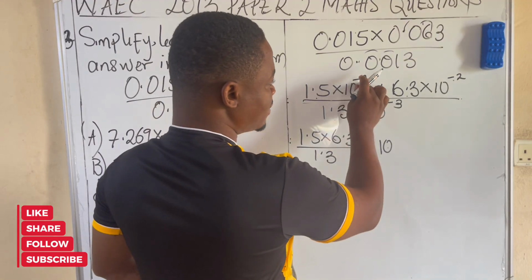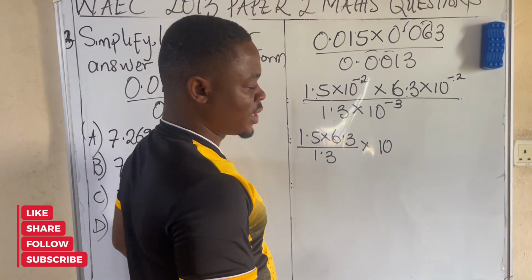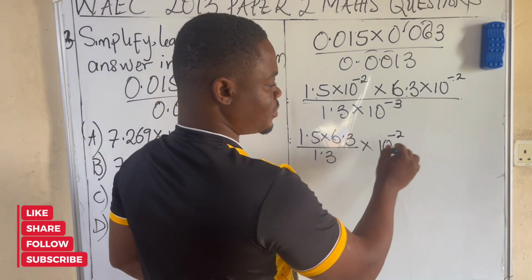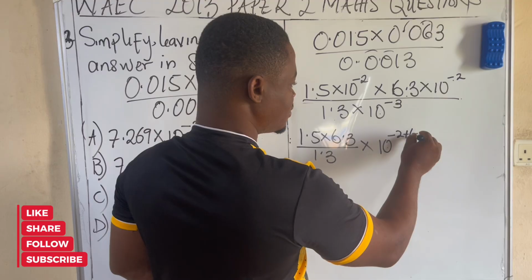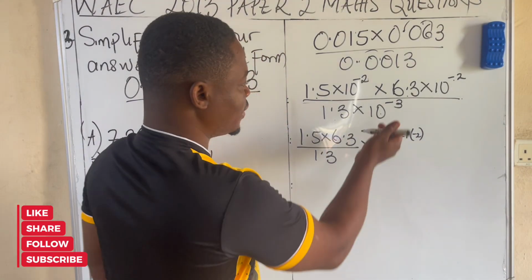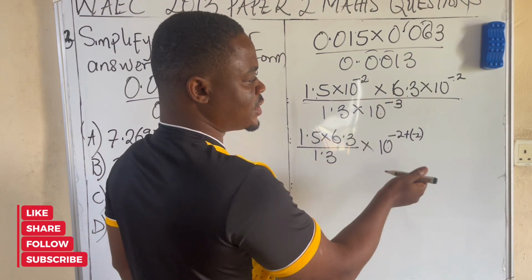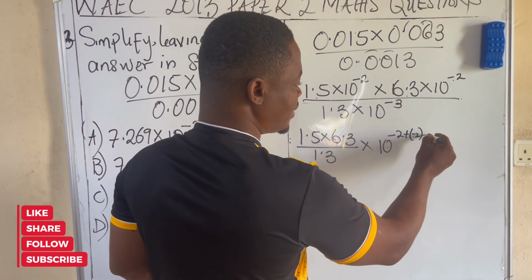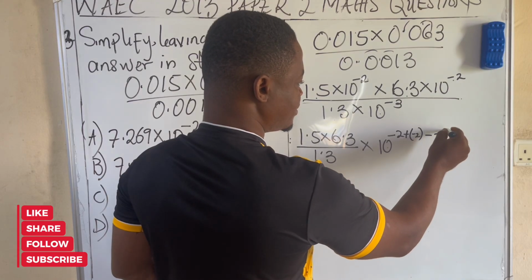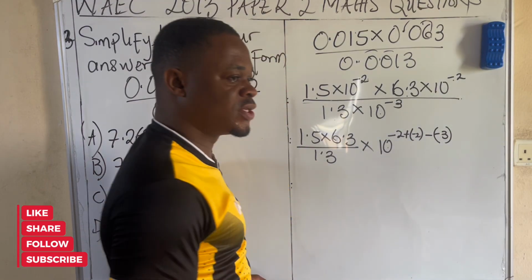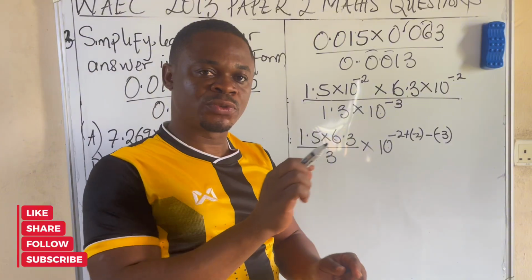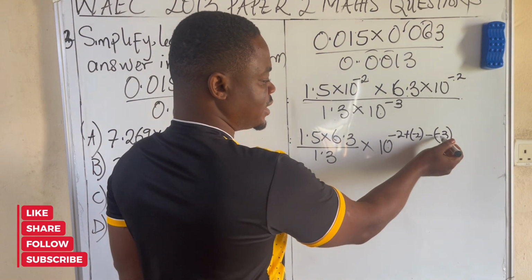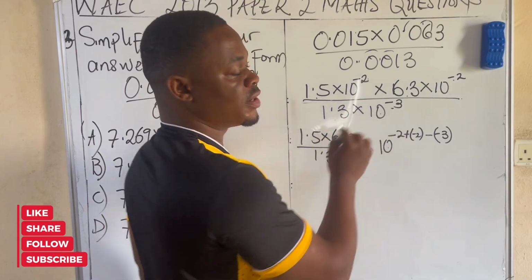So here we are going to add minus 2 and minus 2, so we have minus 2 plus minus 2. For the division, to implement it, we are going to say minus minus 3, because the law says that if it is a division, we should subtract the power. So this is what the law says we should implement, while this is the value of this power here.